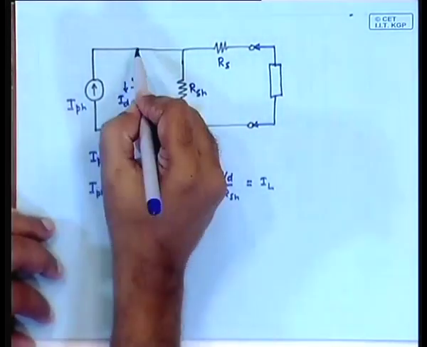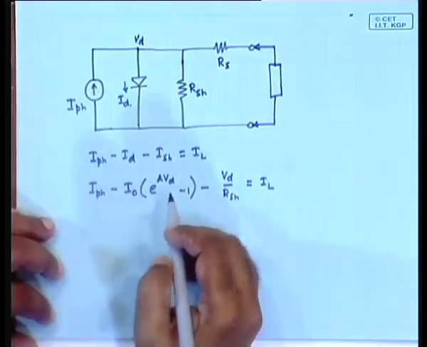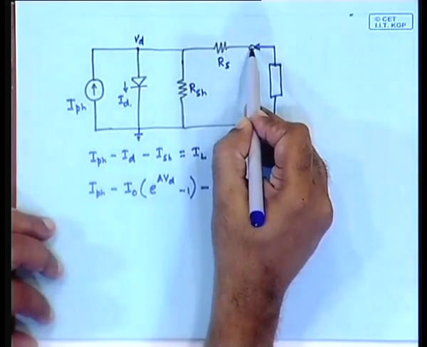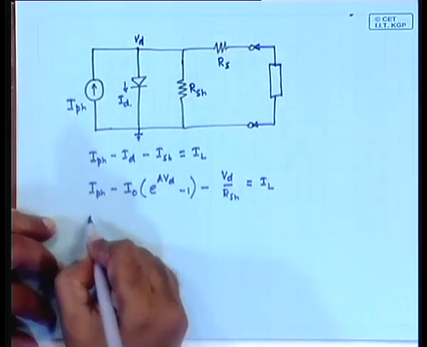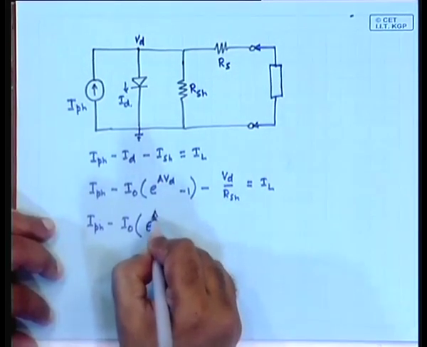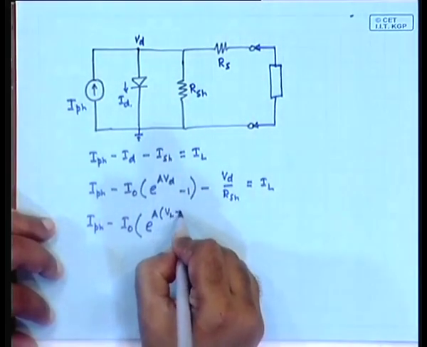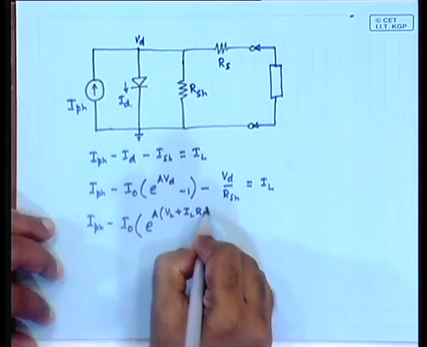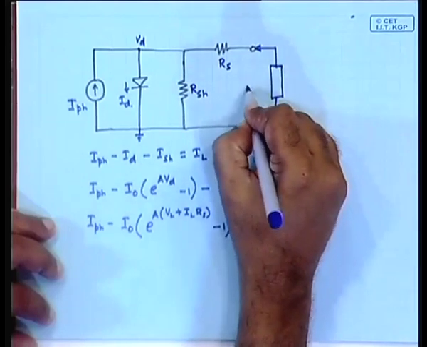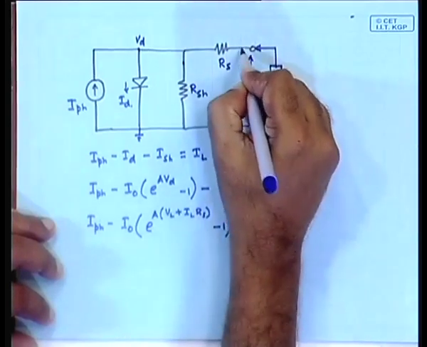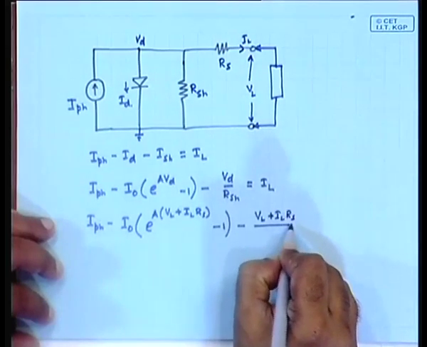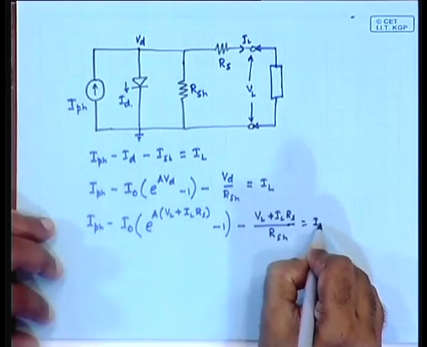we need another bit of expansion because VD is the diode voltage, with this point assumed to be ground, and so the diode voltage has to be expressed in terms of the load voltage, which is IPH minus I naught e to the power a (VL plus ILRS) minus 1 minus, here also VL, where VL is this one, load voltage, and here is the load current, plus ILRS by RSH is equal to IL. So, this was the essential equation.